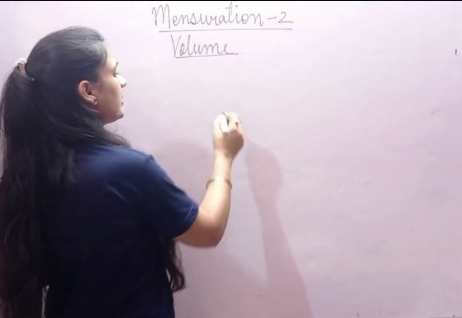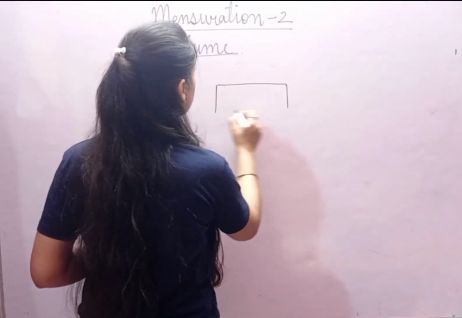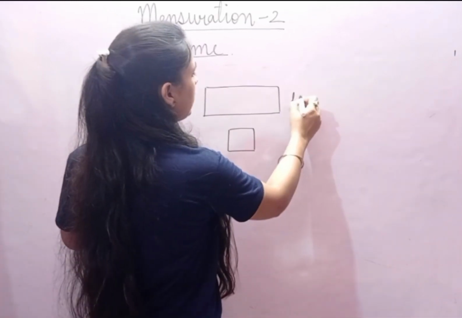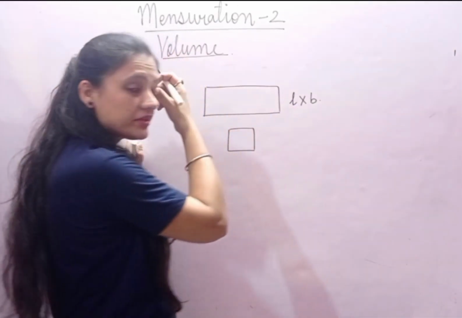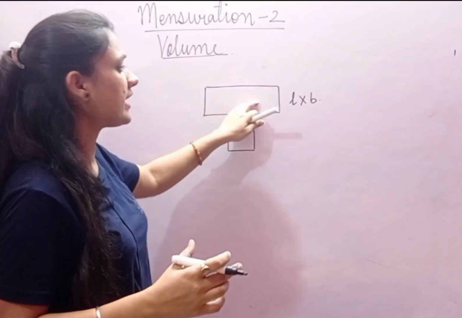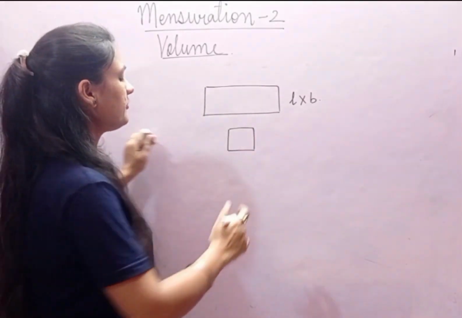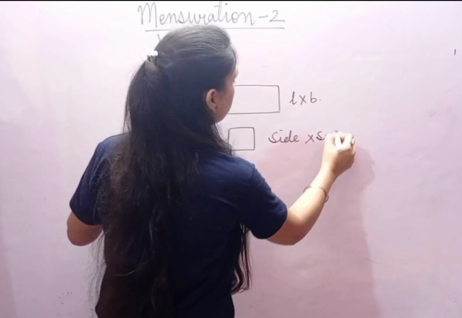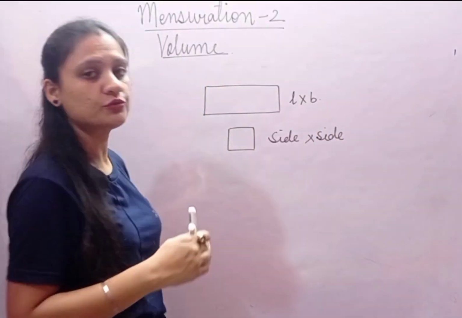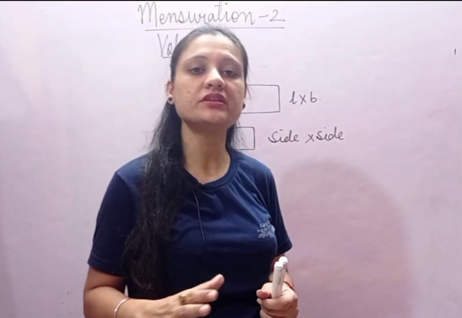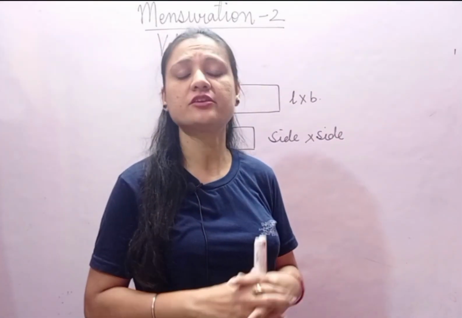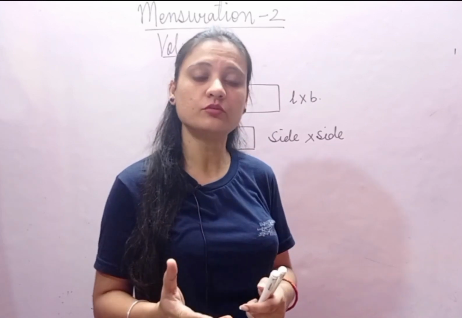Dear children, you have done 2D shapes like rectangle, square, circle. You have done that area of a rectangle is L into B. Area means the space enclosed inside the boundary, and here we used to write side into side. Now volume is used for 3D shapes. Volume means the space enclosed in three-dimensional figures like cube, cuboid, like your room, right?